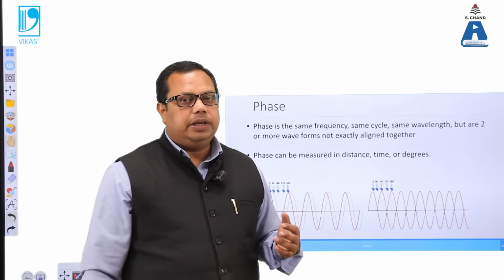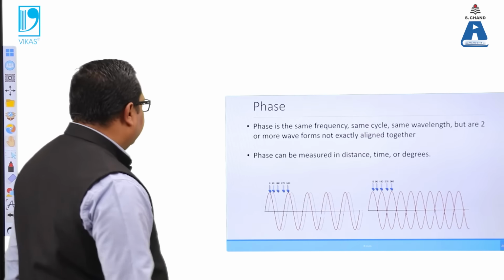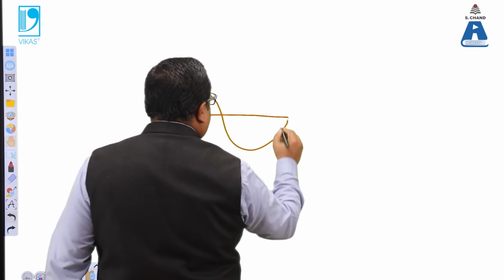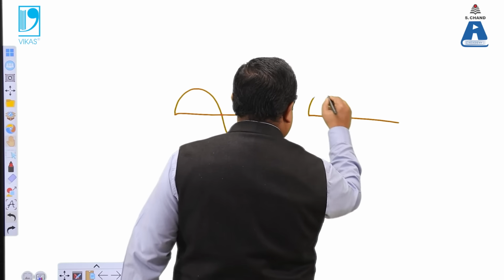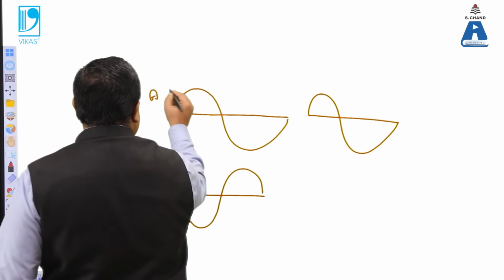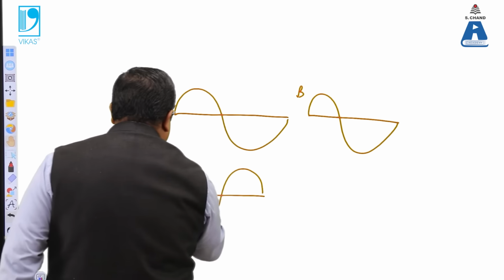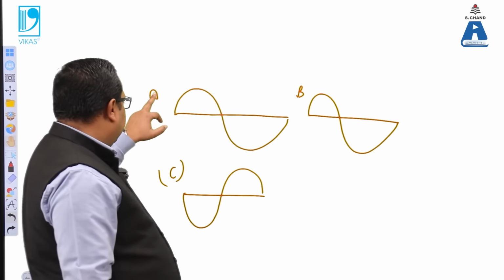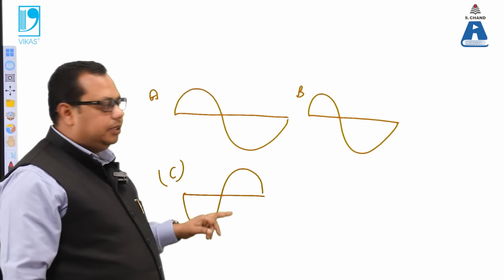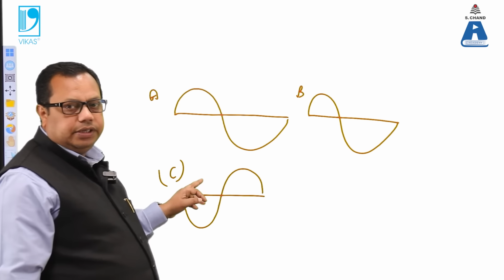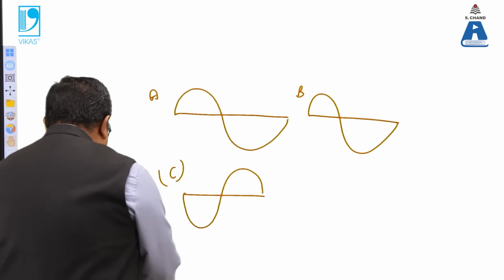So they are said to be in the same phase. We can see another study here, wave A and wave B, they are in the same phase. But here, we say A, B and C. So A and B here are in the same phase, and A and C are out of phase. This is what we need to understand in this.